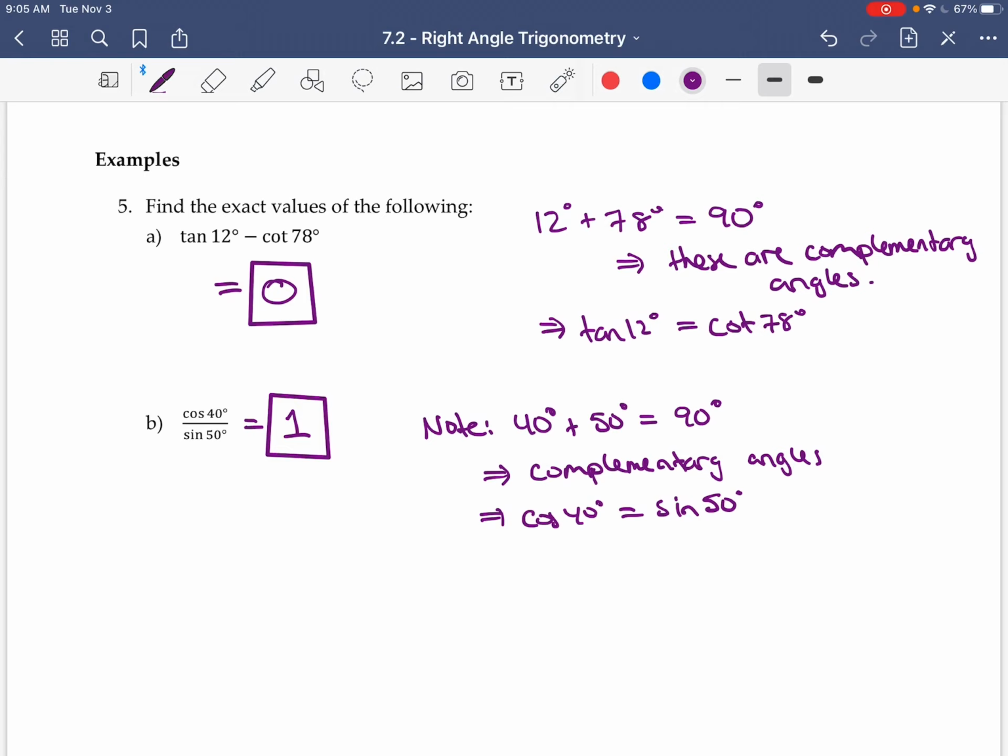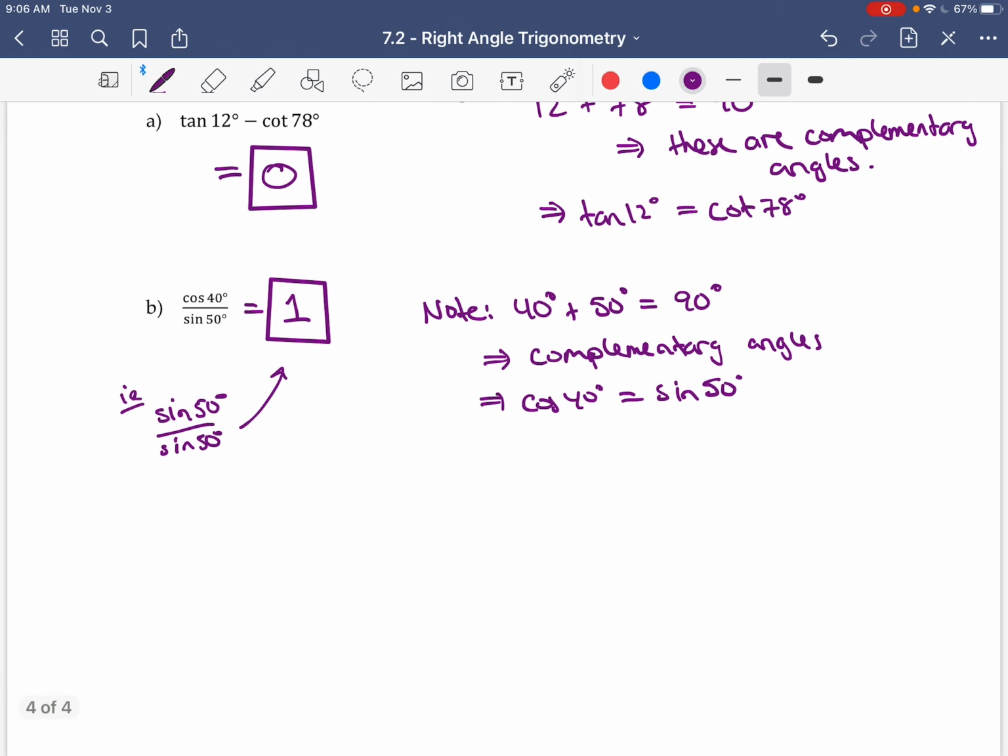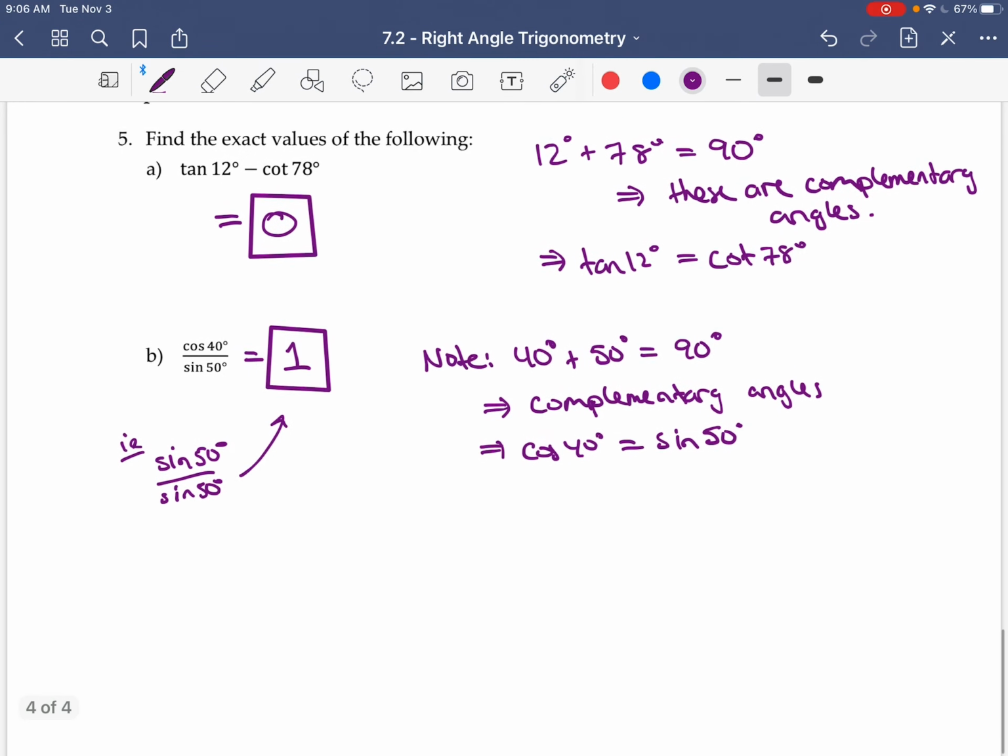So if you want, you could actually replace one with the other. Okay, so cosine of 40 is equal to sine of 50. So this is sine of 50 over sine of 50 degrees. Okay, which gives you 1. Okay, so essentially they're the same, so they cancel out. So those are the only examples we had left for this right angle trigonometry section.